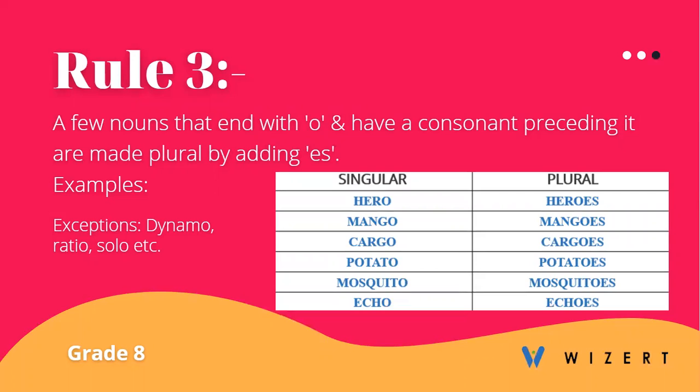So this rule says that if a particular word ends with O and just before that we have a consonant, we change that word into plural form by adding es in the end. So hero turns into heroes, mango becomes mangoes, cargo changes to cargoes, potato changes to potatoes, mosquito becomes mosquitoes, and echo becomes echoes. However, there are certain exceptions to this rule. So words like dynamo, ratio, and solo are changed into plural form just by adding an s in the end instead of es.